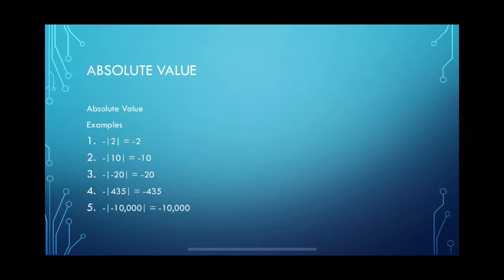So number 5, we have negative absolute value of negative 10,000 is equal to negative 10,000. For the same reason, the absolute value of negative 10,000 is equal to 10,000, and we have the negative sign outside the absolute value sign, so it will become negative 10,000.